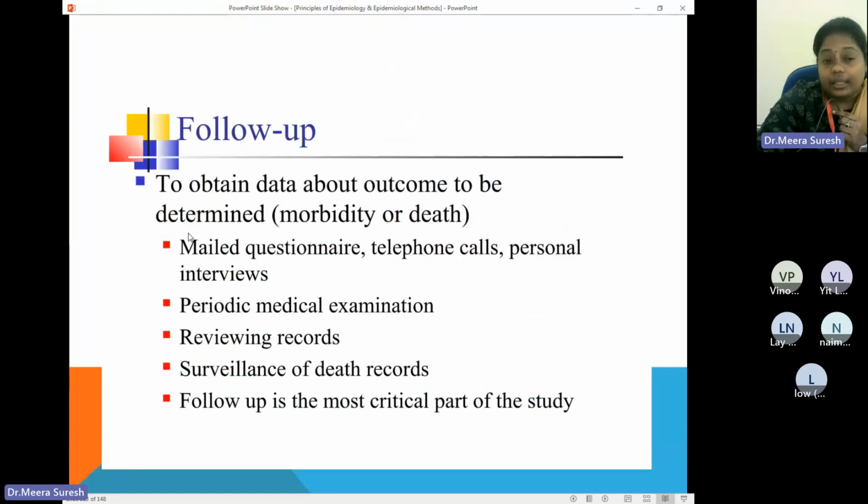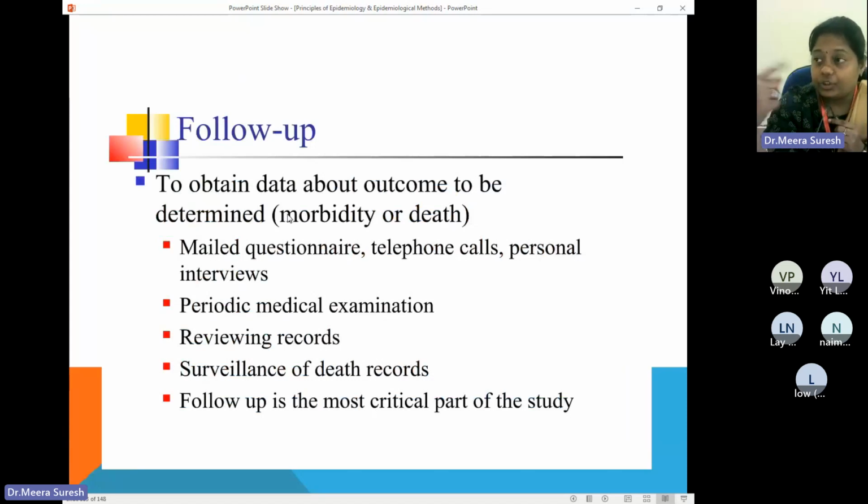Then the most important part in a cohort study will be follow-up, how you collect the data of this group of people. Because in case control, it was much easier. You had to select a hospital group or a cancer registry or whatever, give them the questionnaire, ask them to fill it and return it the next day or within a week, and then you get the result. It was just a one-time business in case control.